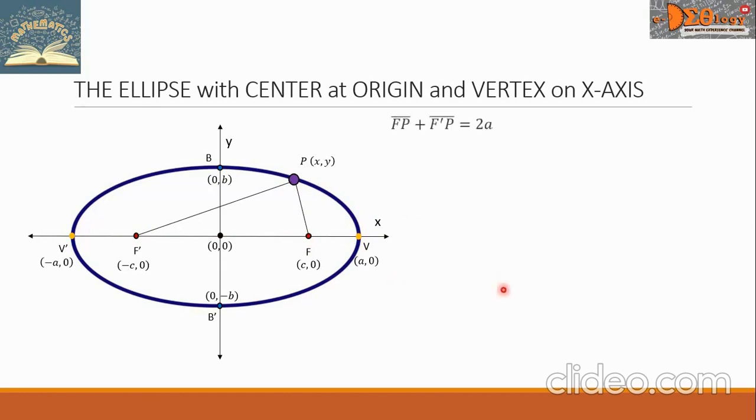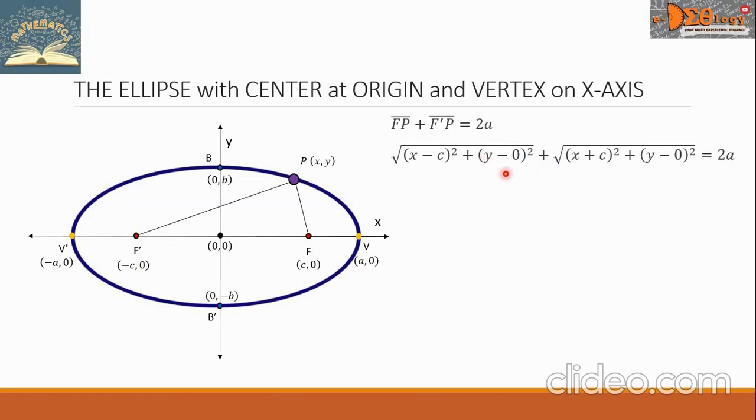Using the distance formula, we can now write the distance between 2 points respectively. This FP distance is the big square root of (x minus c) quantity squared, plus (y minus 0) quantity squared, plus the distance F prime P is equal to this big square root of (x minus negative c, which is x plus c) quantity squared, plus the square of this (y minus 0), and equal to the right side, which is 2a.